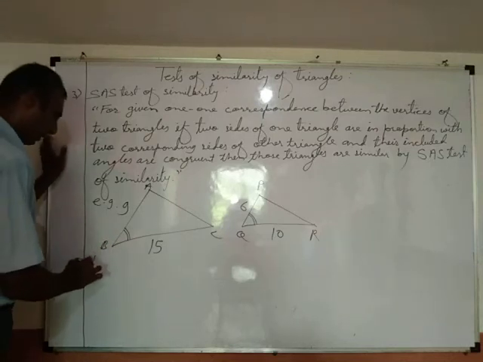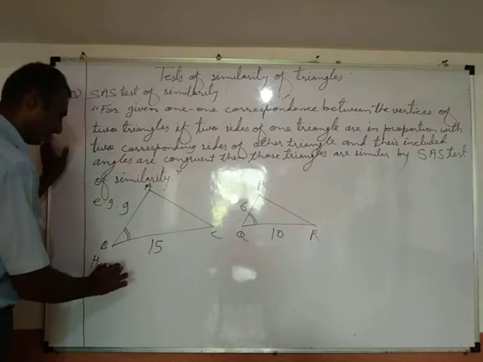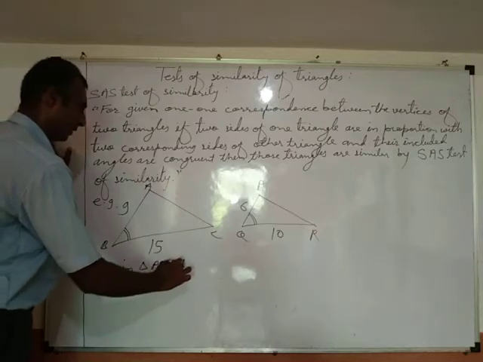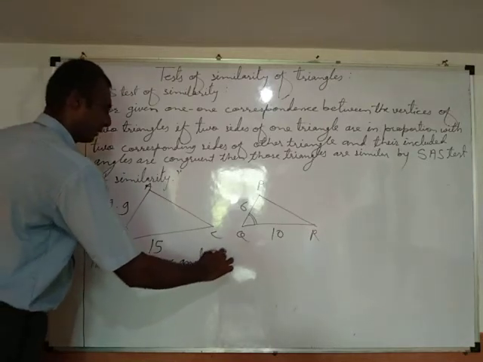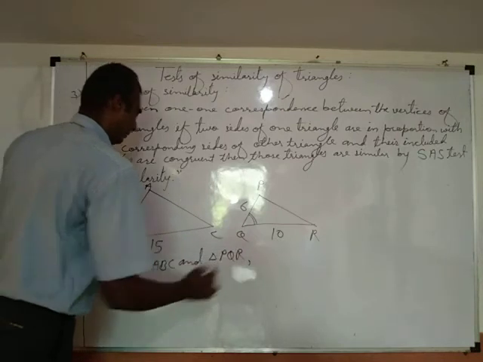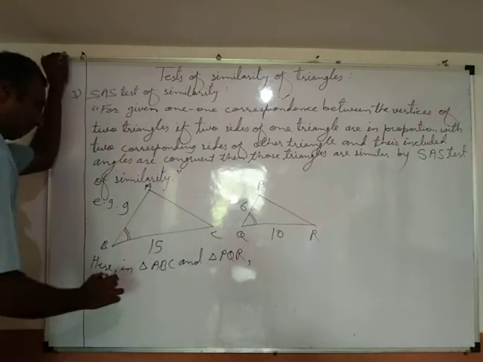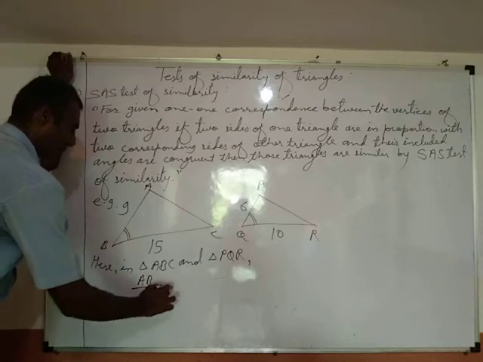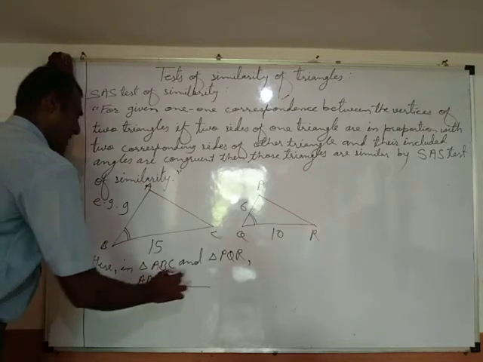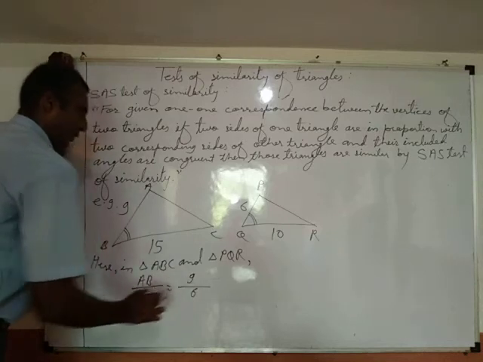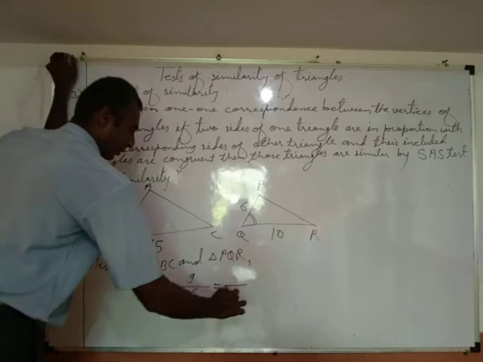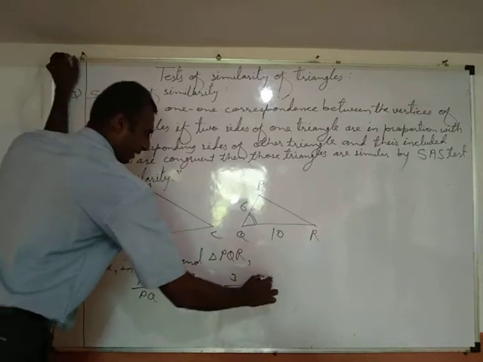Okay, here in a triangle ABC and a triangle PQR, let's find here AB upon PQ equals AB is 9, PQ is 6. Both are multiples of 3. 3 2s are 6, 3 3s are 9. Let's call it as number 1.